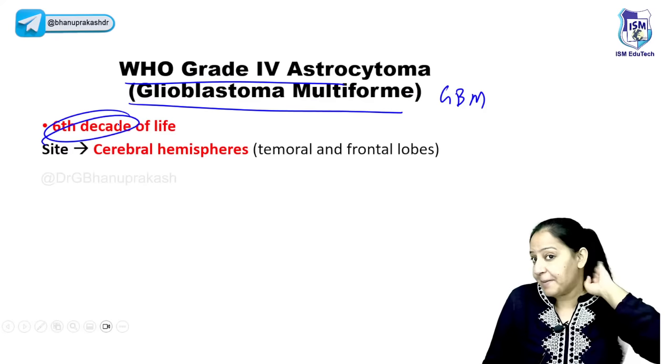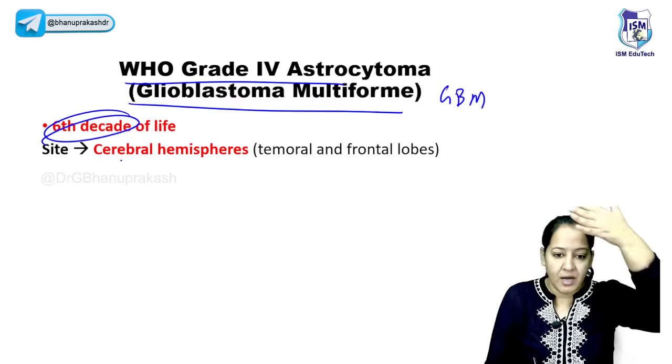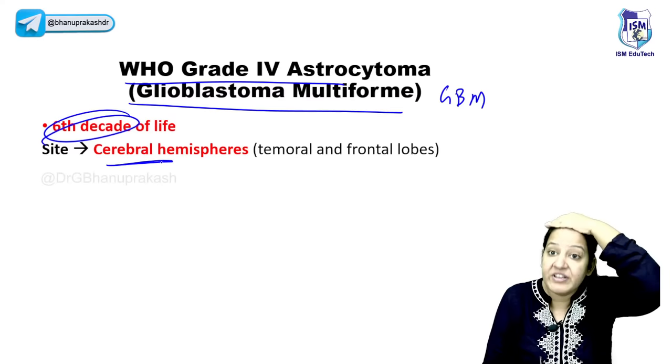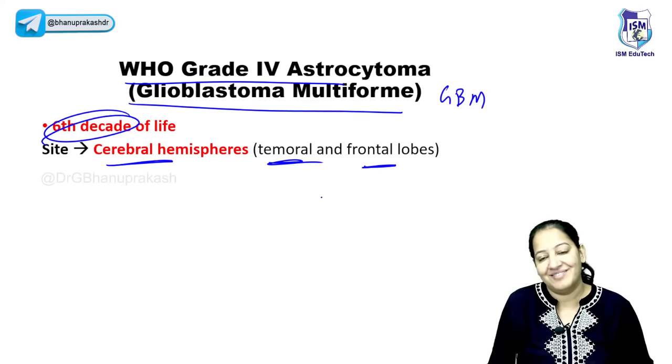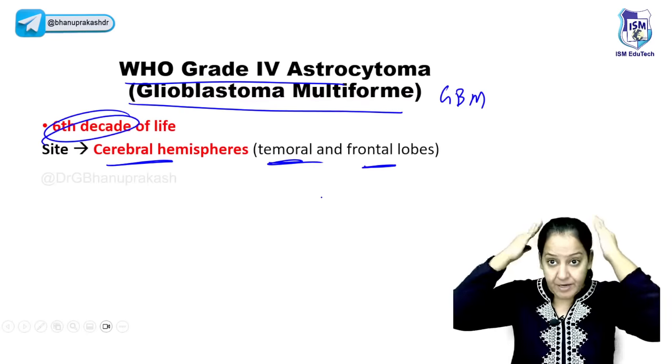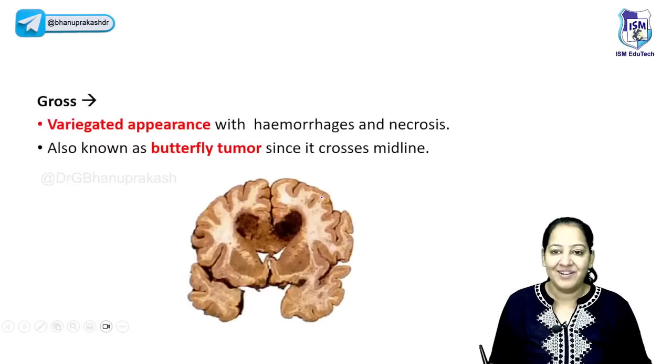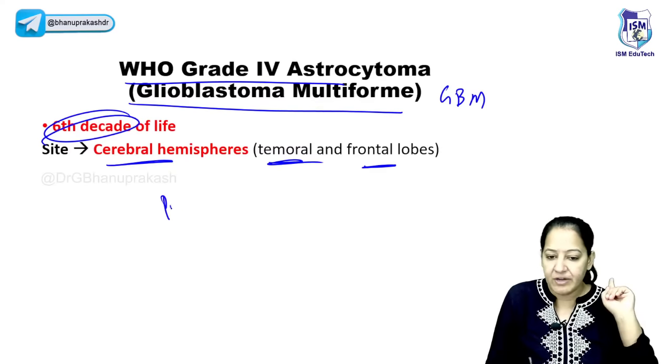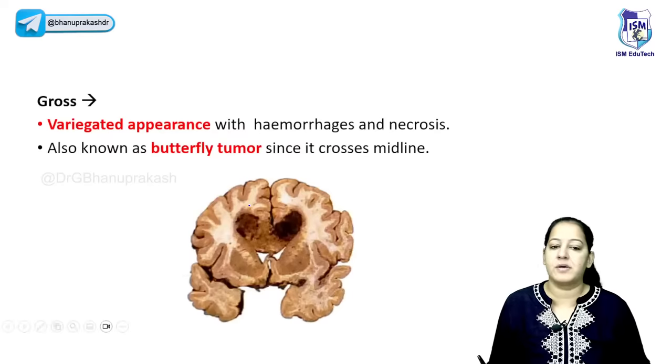Grade 1 was occurring in cerebellum and brainstem. This one occurs in the cerebrum. In the cerebrum, which hemisphere? Frontal and temporal. You get questions on that. But in cerebrum, not in cerebellum. It has a poor prognosis. That was having good prognosis. This one has a very poor prognosis.